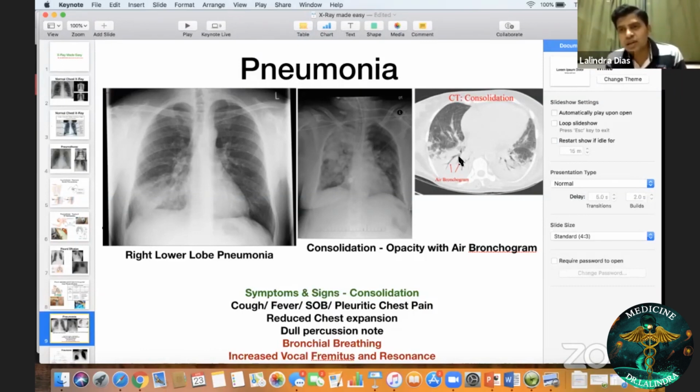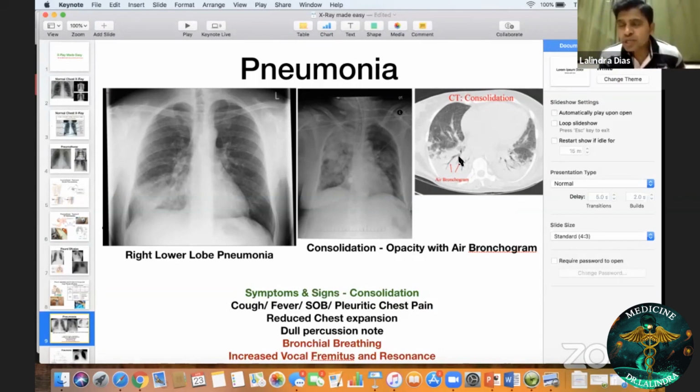So the classical radiological finding in a patient with consolidation or pneumonia is a whitish shadow, which we call an opacity, with air bronchogram. With consolidation, the appearance is an opacity, the white shadow, with air bronchogram. So that is how you recognize a pneumonia or consolidation in a chest X-ray.